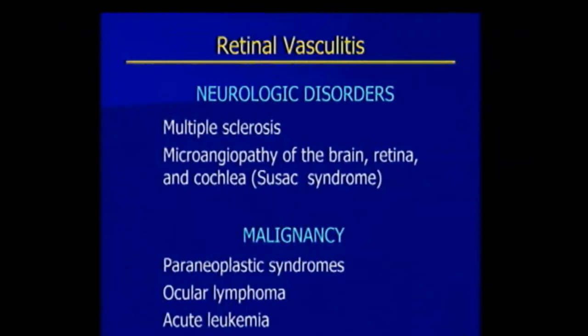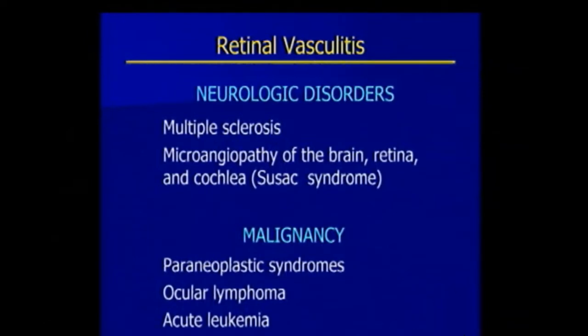The other neurologic disease is called Susac syndrome, which is a microangiopathy of the brain, cochlea, and retina. The importance of this syndrome is that you should be able to diagnose it clinically because it can be mistaken for multiple sclerosis. If you diagnose it properly, then you will save the life of the patient.